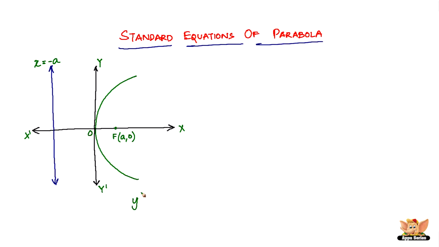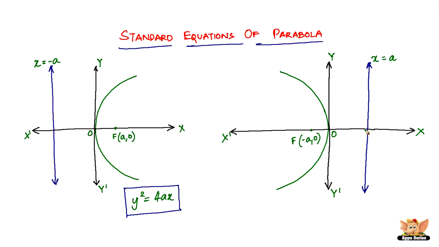It is given by y square equals 4ax. So one of the 4 standard equations of parabola is y square equals 4ax, particularly when it is drawn like this, on the right side of the y-axis, or in the positive direction of the x-axis. It can be drawn in 3 more different ways. Let us look into the second way as to how it can be drawn.